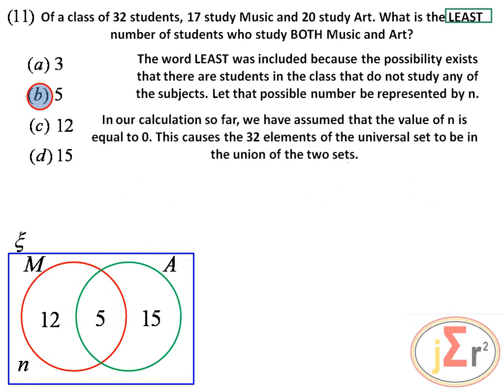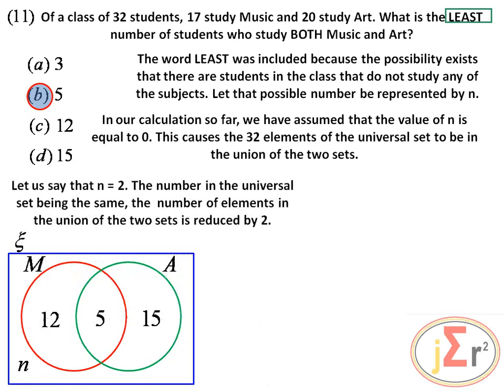In our calculation so far, we have assumed that the value of n is equal to 0. This causes the 32 elements of the universal set to be in the union of the two sets. We did not include any number at all that is outside of the two sets. Therefore, all 32 elements will be in the union of the sets A and M.